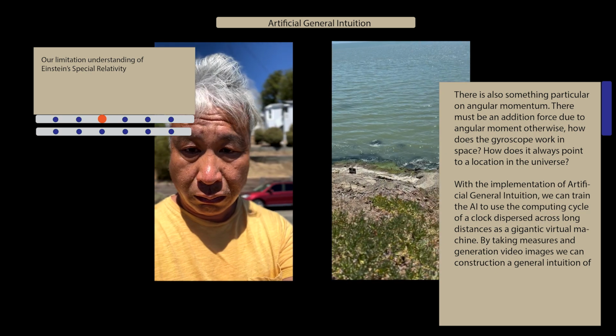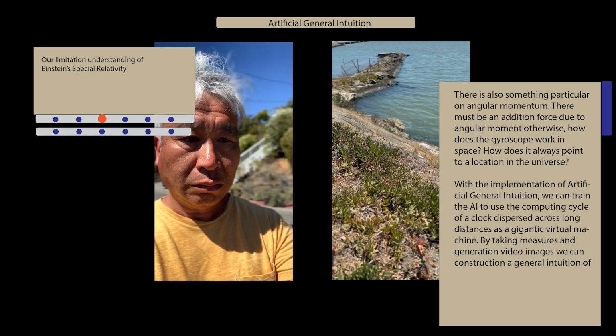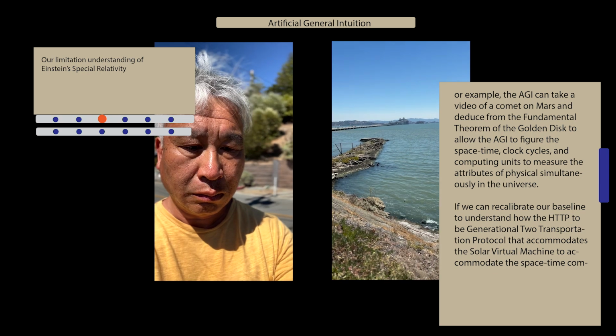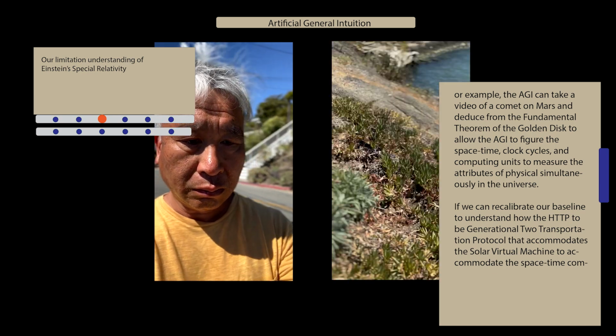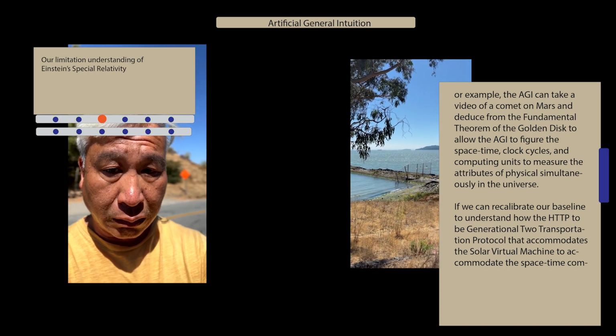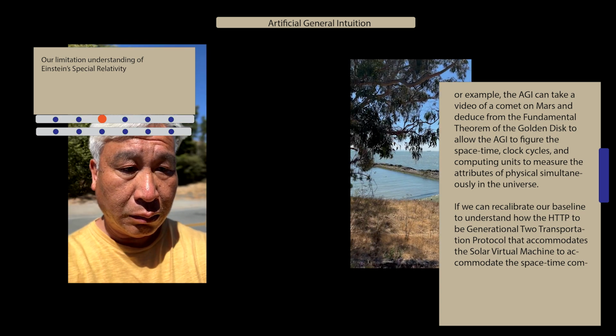With the implementation of artificial general intuition, we can train the AI to use the computing cycle of a clock dispersed across different systems in a gigantic virtual machine. By taking measures and generating video images, we can construct a general intuition of spacetime with new approaches seen through the eyes of AGI.